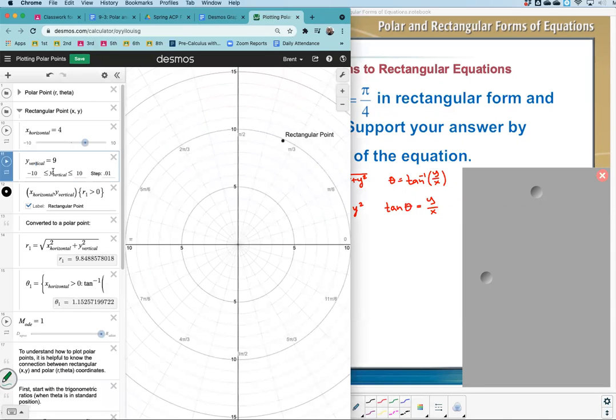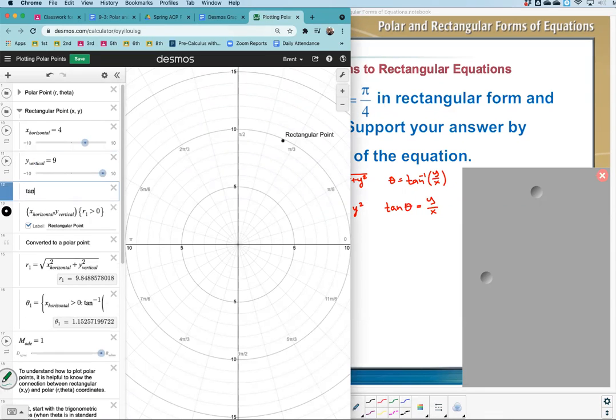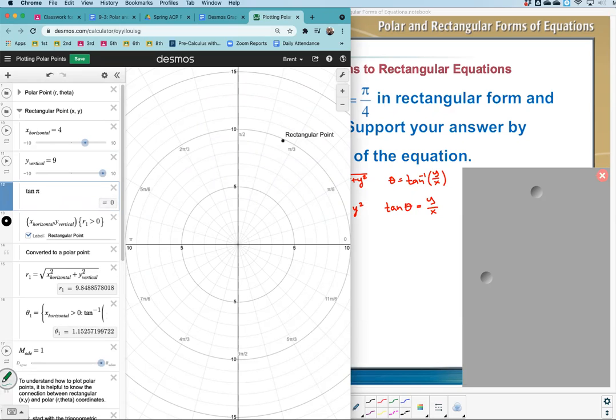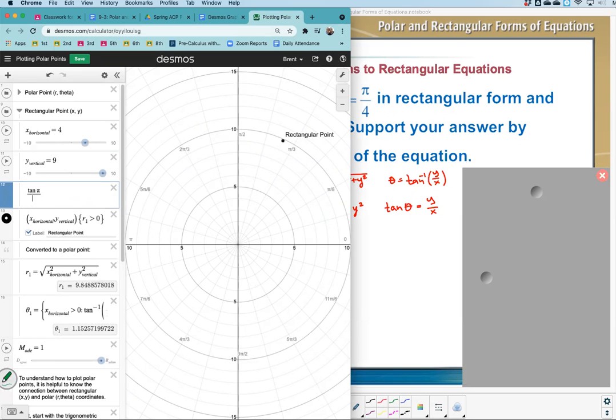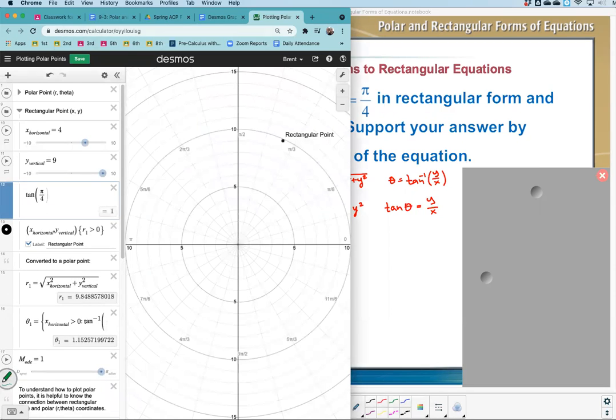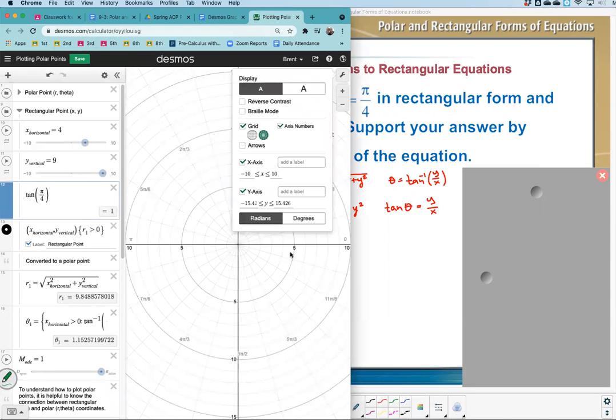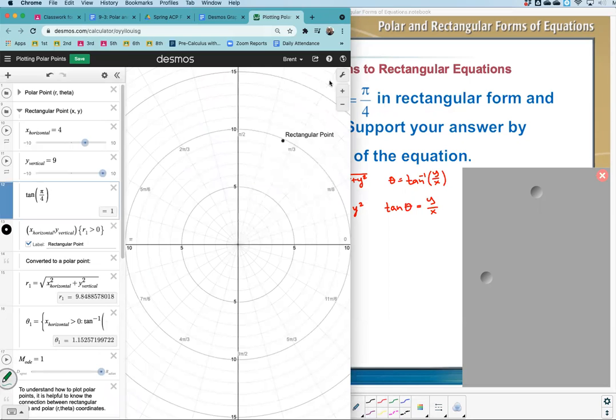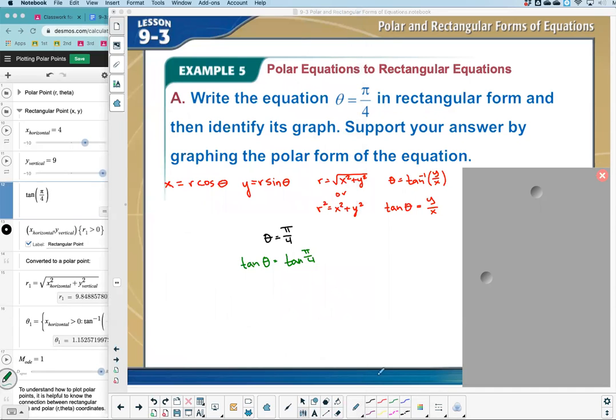I won't just tell you, I'll show you. Tangent of pi divided by 4. I need to put that in parentheses. You need to make sure you're in radians for that to work out right, but it is 1. So that's going to be 1. And over here, tangent theta is y over x.